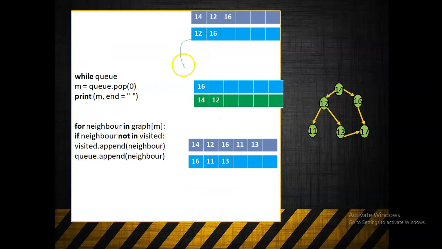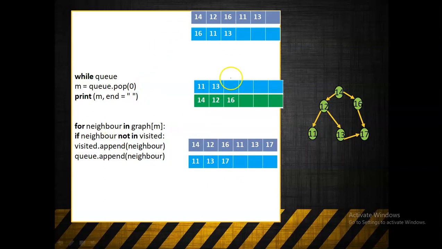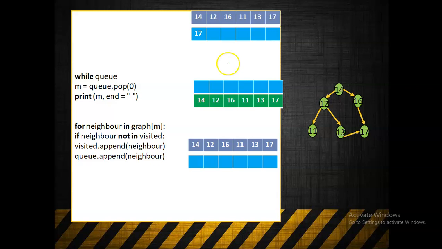Then you move 12 into M. Pop the first element, then find its neighbors, 11 and 13. They will be appended to the visited array as well as Q. Then again continue: you push 16 into M. The neighbor of 16 is 17, and 17 was pushed. Then again 11, again 13, and at last 17. So the same loop was executed. At last we printed the final result as the traverse value, that is 14, 12, 16, 11, 13 and 17.